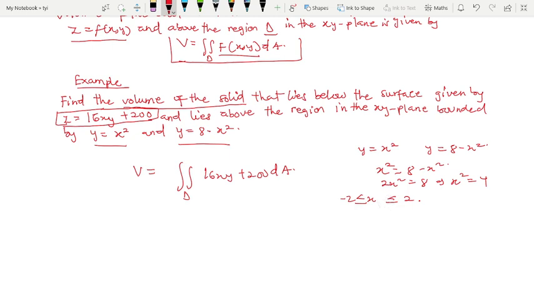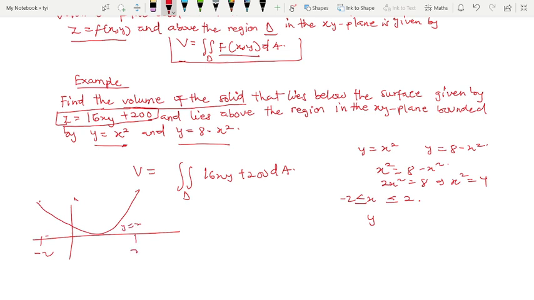Now the next one is to look out for our y. What's the limit for y? For y, we have to take note that we have two boundaries, x squared and 8 minus x squared. Which one is bigger? Graphically, if you want to draw this, you know that if you have y equals x squared, our second derivative will be 2, and that will be a minimum, right? So that will lie down all the way from minus 2 to 2.